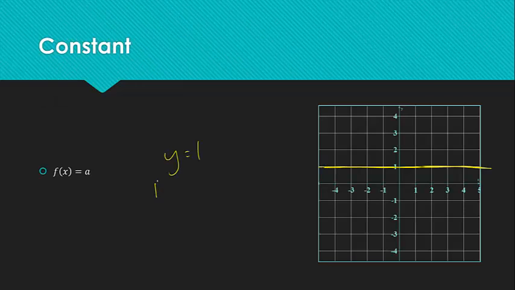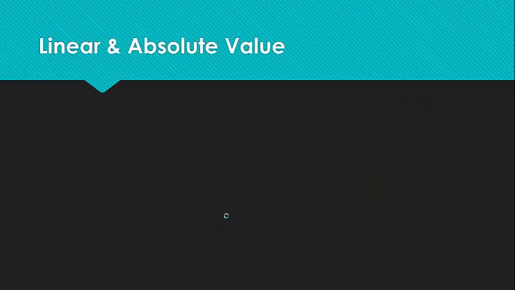The domain. There's an arrow there, an arrow here, so it'd be negative infinity to infinity. Range. What would the range be? It would just be 1, because that's all it's touching. So the range is y equals 1. That's your range. Next, linear and absolute value.